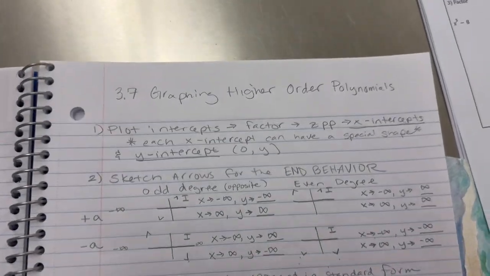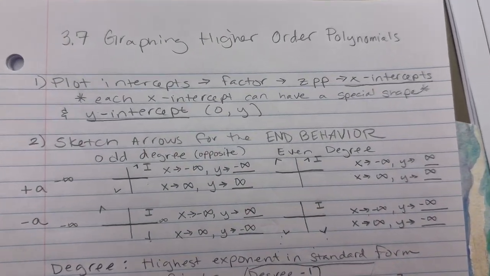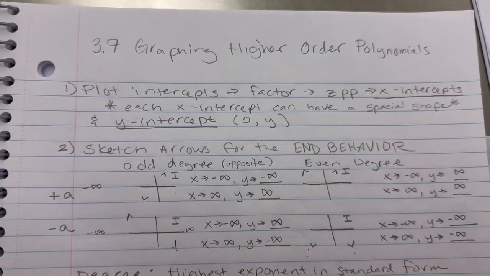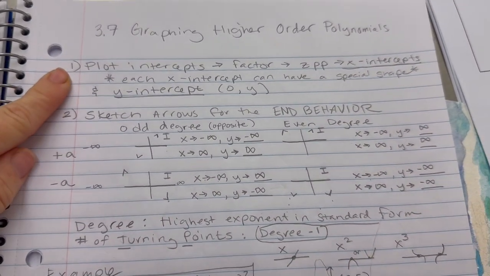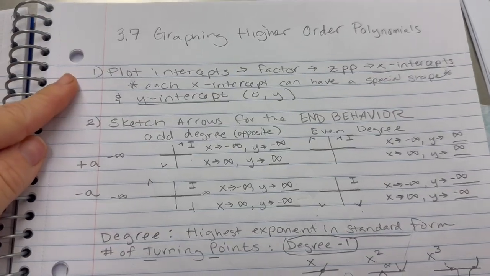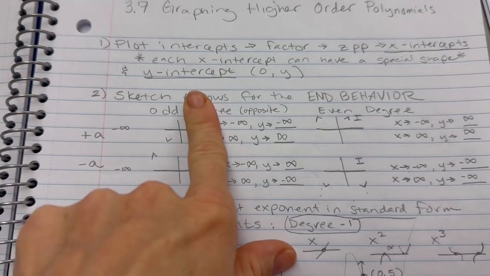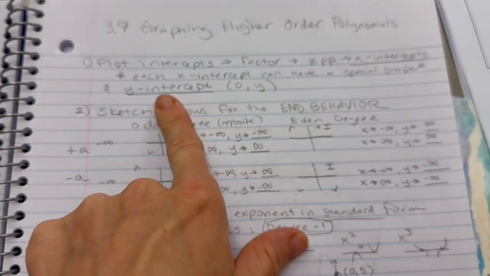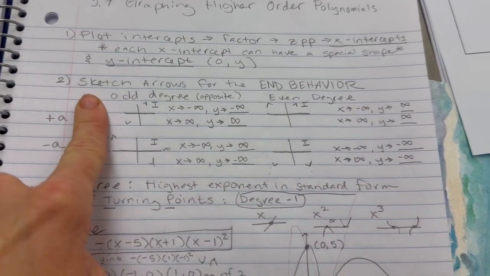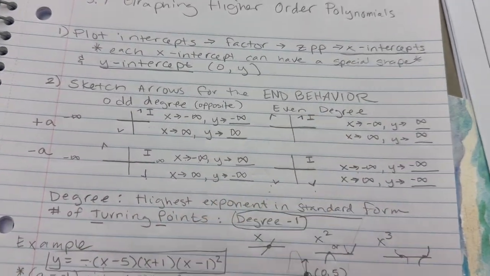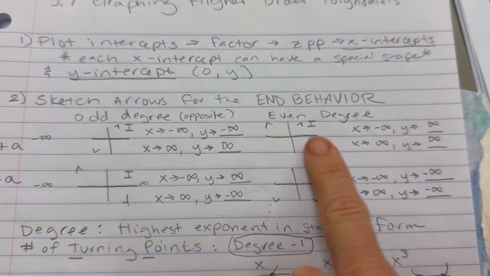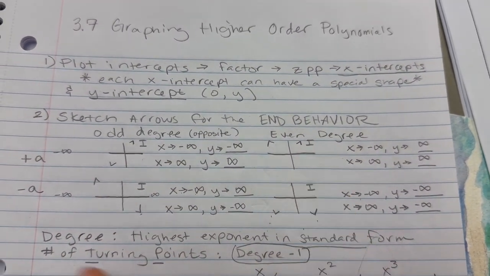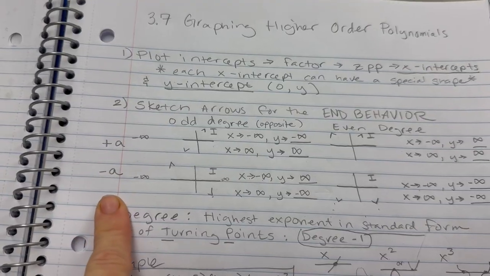Okay, so for graphing our higher order polynomials, we're going to need to, just like factored form, plot the x-intercepts. So we're going to factor and use the zero product property, and the y-intercepts. So we'll have these key features. Then we need to sketch the arrows for the end behavior. And that changes based on the degree, which is the highest exponent, being odd or even, and then the a value being positive or negative.